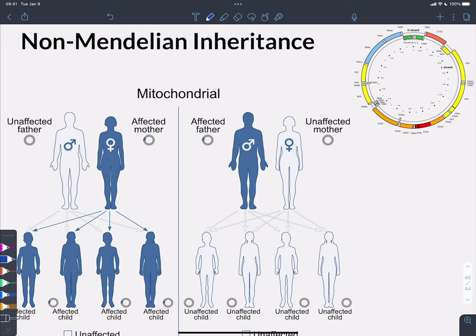In a cross between an unaffected father and an affected mother for a mitochondrial trait, all of the offspring will be affected because they're all getting their traits from their mother. Whereas if the father is affected and the mother is not, none of the offspring will have the trait because the father is not passing on the mitochondria to any of its offspring. This is a non-Mendelian situation.